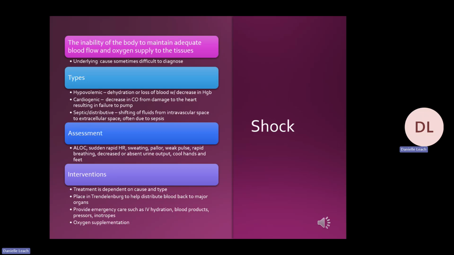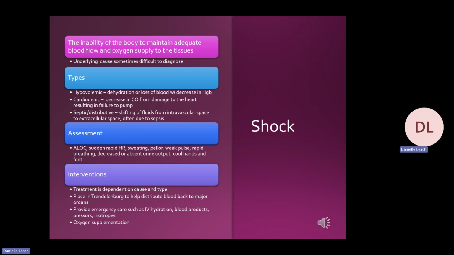So hypovolemic shock, basically low volume caused by dehydration or loss of blood with a decrease in hemoglobin. Cardiogenic shock is going to be damage to the heart muscle that results in failure of the heart to pump properly. And then septic, or also sometimes called distributive shock, is where fluids shift from the intravascular space to the extracellular space caused by blood vessel dilation, often due to overwhelming infection and sepsis.